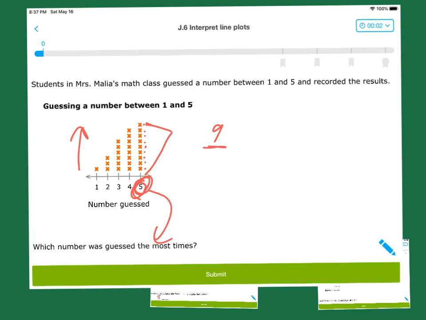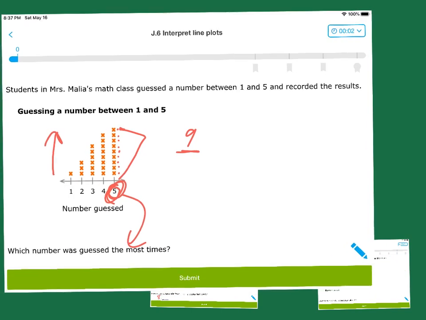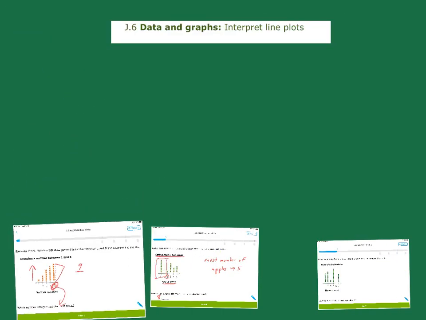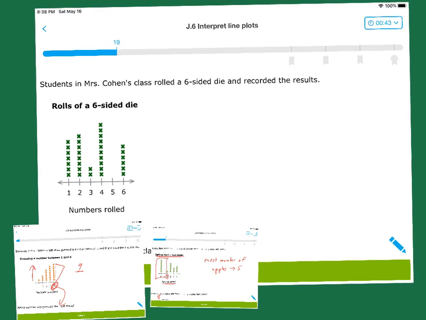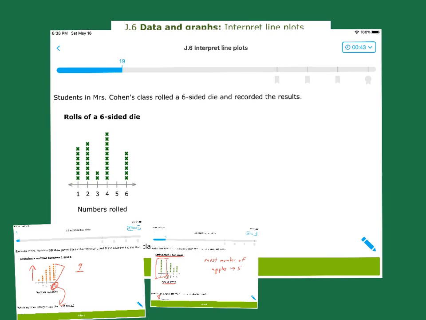What number was guessed the most? 5 was guessed the most. The number 5 was guessed more times than any other number. And also it's the largest, I get it, so that one's a little tricky. It's the largest and most frequent number. One more. Again, read these carefully and it'll be all right.